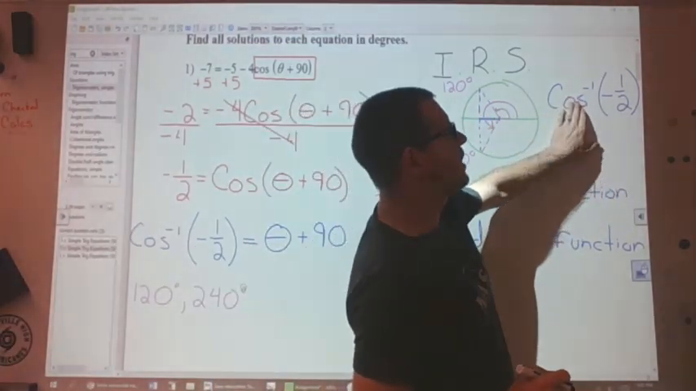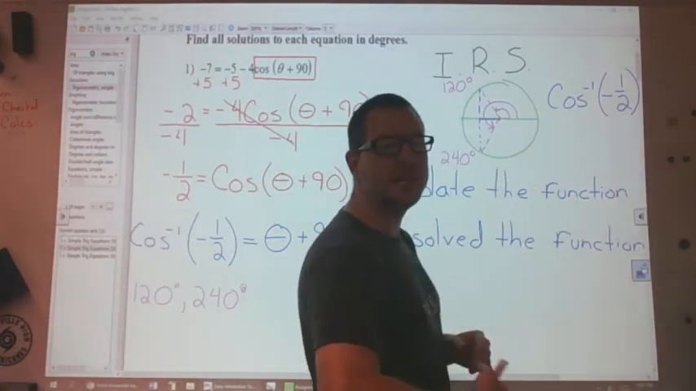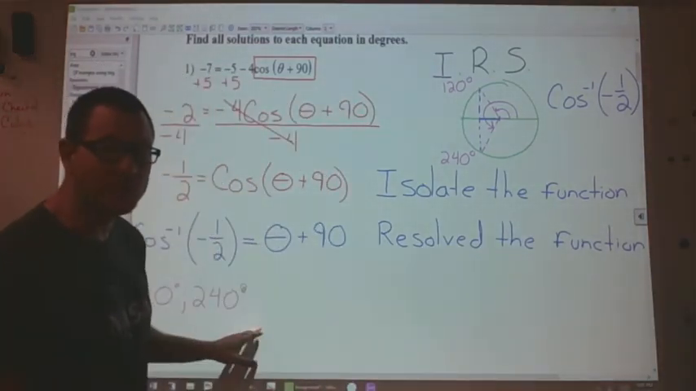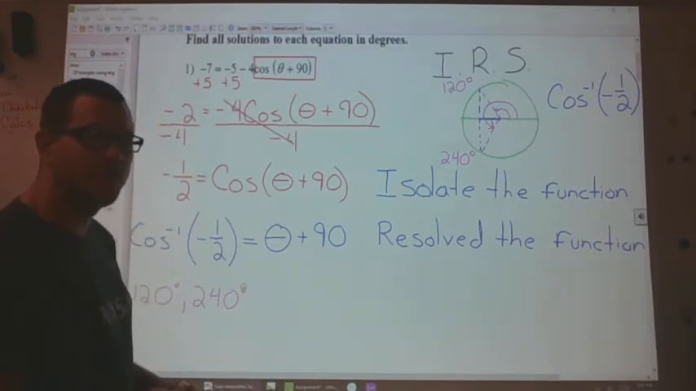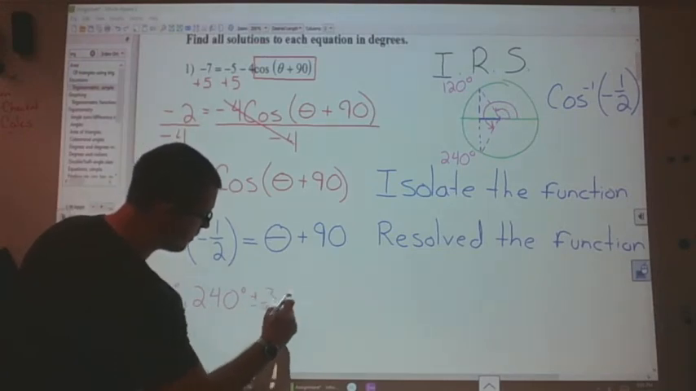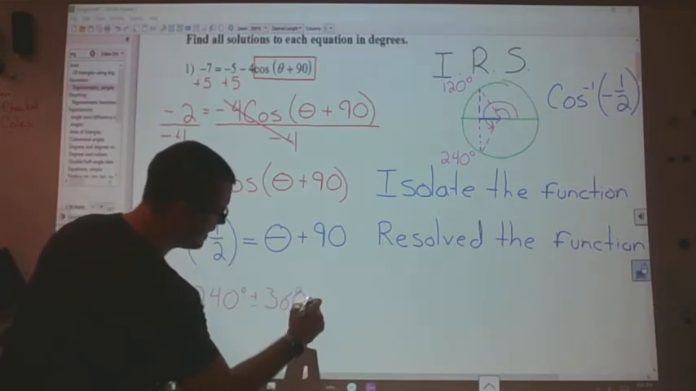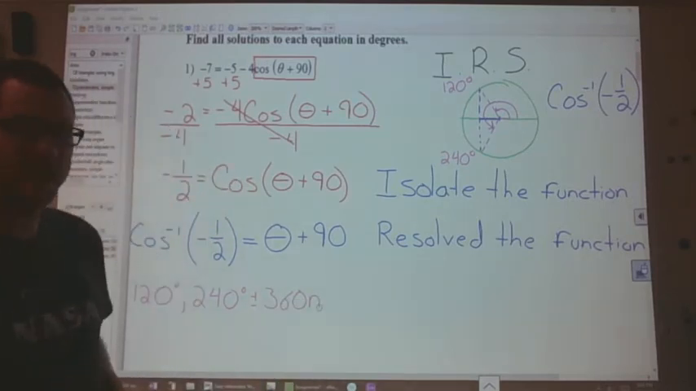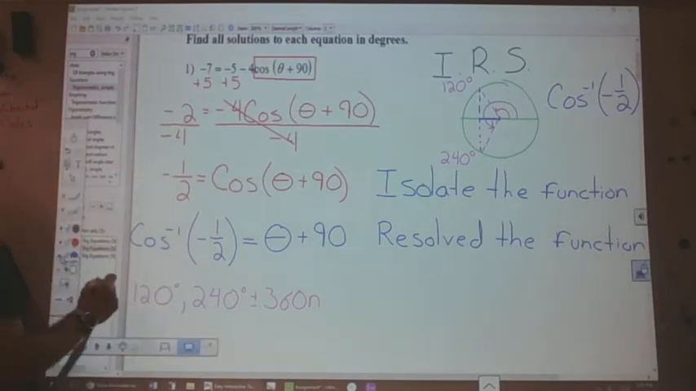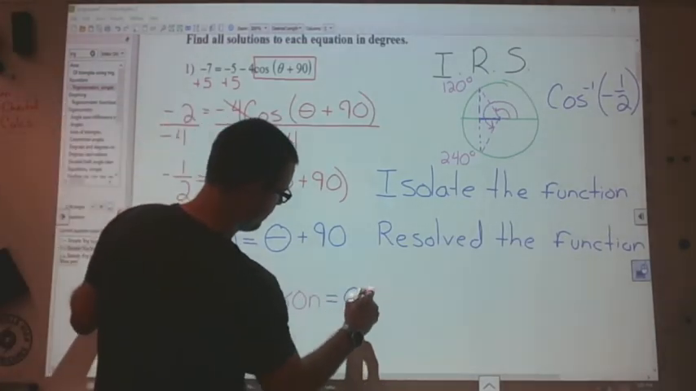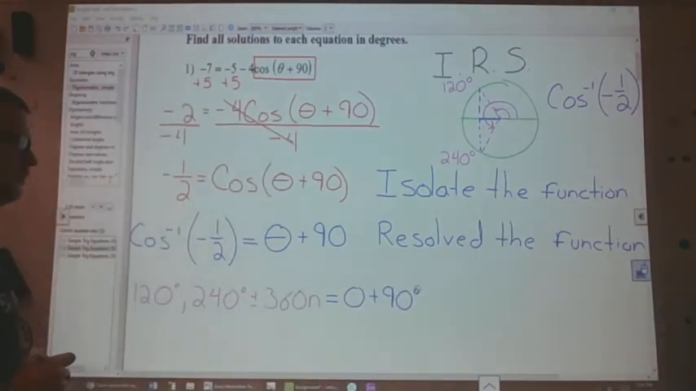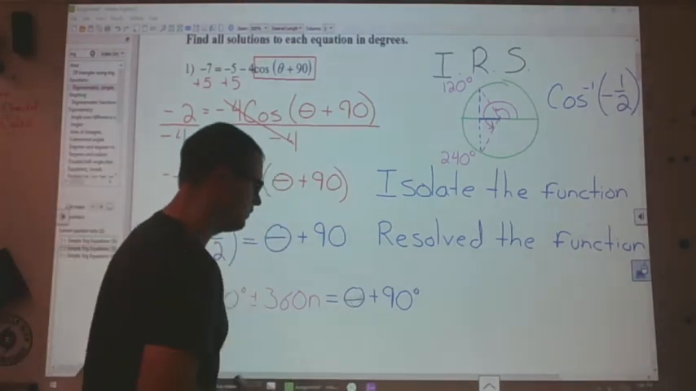And remember, the cosine, the sine, they all have this period. They repeat themselves over and over and over again. So we add that period to our solutions, that plus or minus 360 degrees. So plus or minus 360. I think Khan Academy uses n as their counter, so we're going to use n here as well. 360 n is equal to theta plus 90 degrees. Theta plus 90 degrees. Okay.